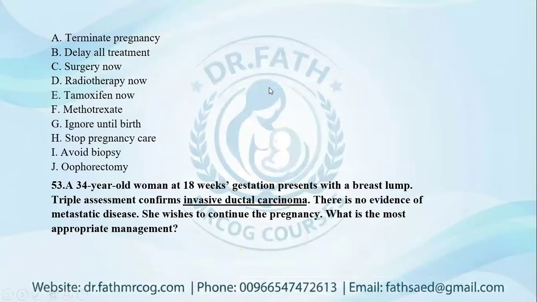A 34-year-old woman at 18-week gestation presents with a breast lump, triple assessment confirmed invasive ductal carcinoma. There is no evidence of metastatic disease. She wishes to continue the pregnancy. What is the most appropriate management for this patient? 18-week gestation. Breast cancer, also an update.